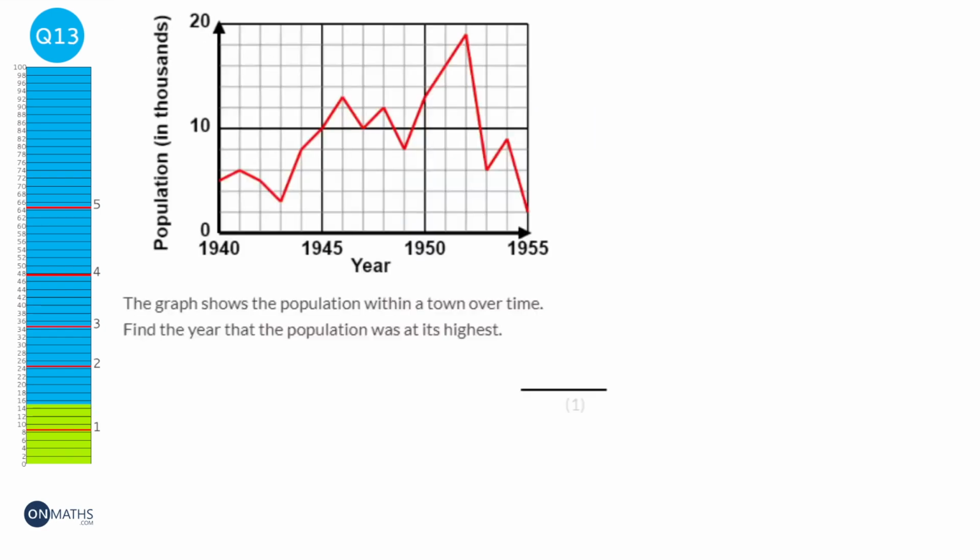So what we need to do is find out where the graph is at its highest, and so it's highest here. And so if we go down from there, we find out what year it is. Well, these years seem to be going up in 1, so that's 1950, 1951, 1952. So the answer would be 1952.